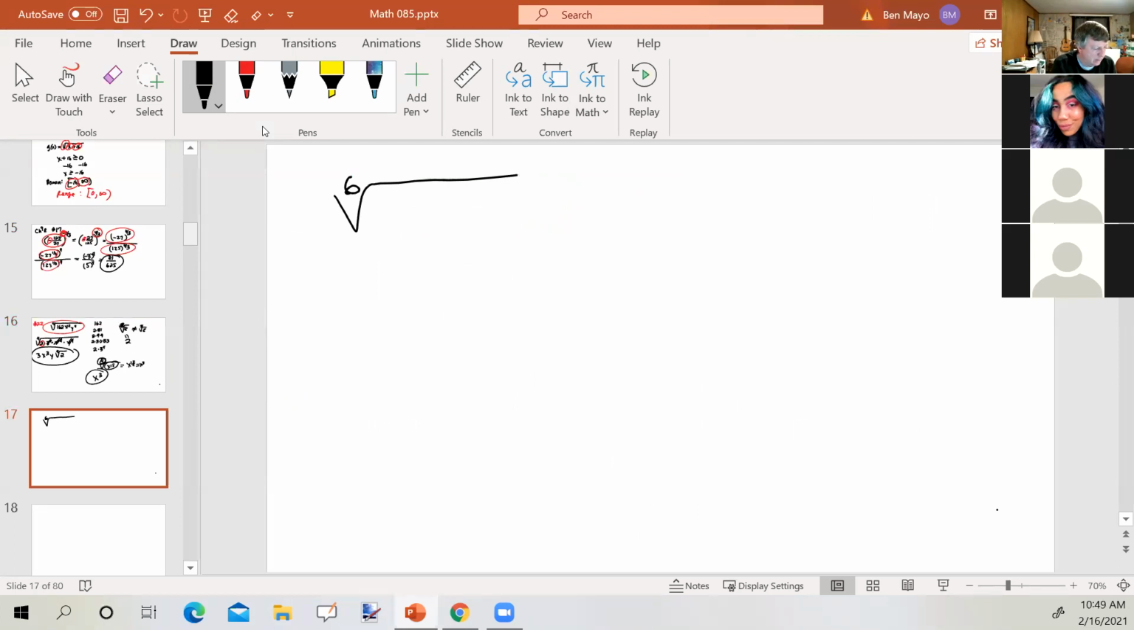Ooh, wow. Yeah, that'll work. The sixth root of 2,187, x to the 18th, y to the 8th. This one's actually a little more difficult.